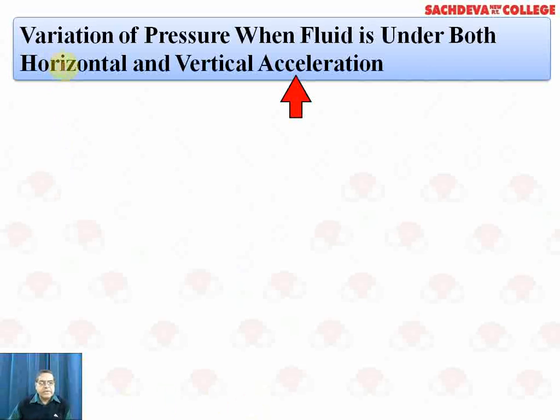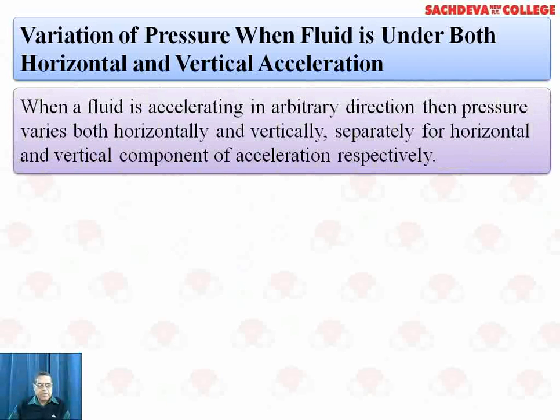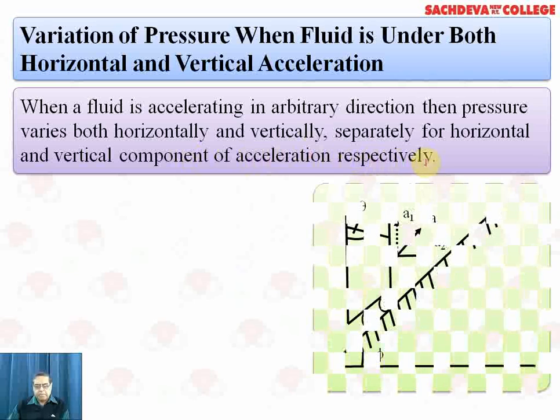Now we come to the variation of pressure when fluid is under both horizontal and vertical acceleration. So horizontally and vertically, both accelerations are to be considered. Now it is a slightly more complicated case. When fluid is accelerating in an arbitrary direction, arbitrary meaning which cannot be defined in any one direction, then pressure varies both horizontally and vertically, separately for the horizontal and vertical components of acceleration respectively.